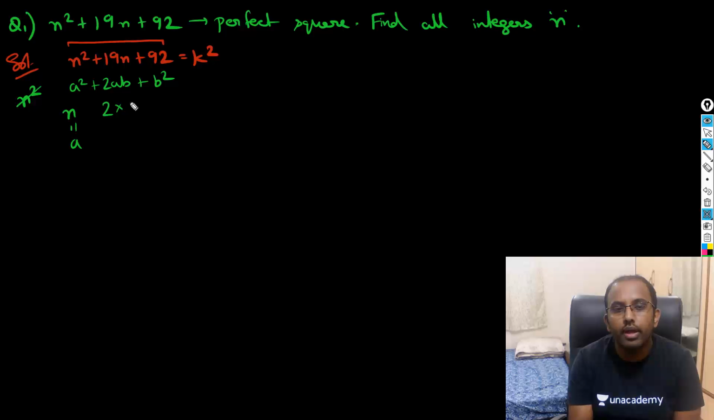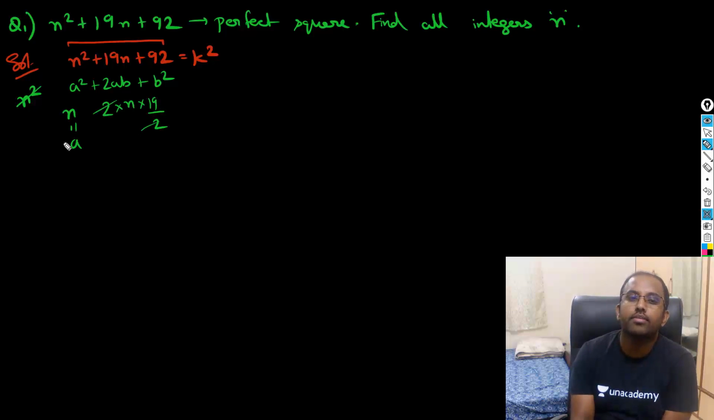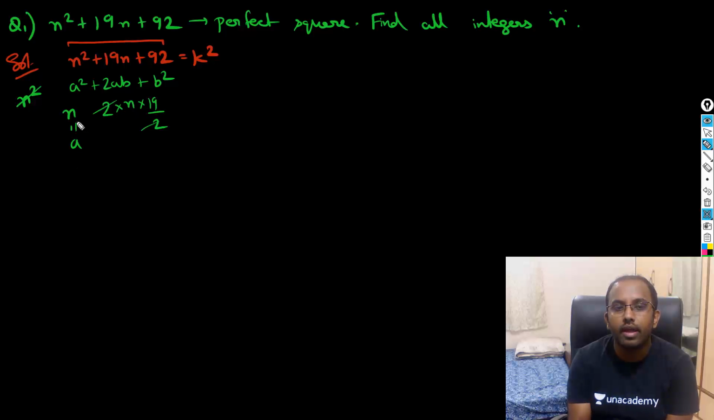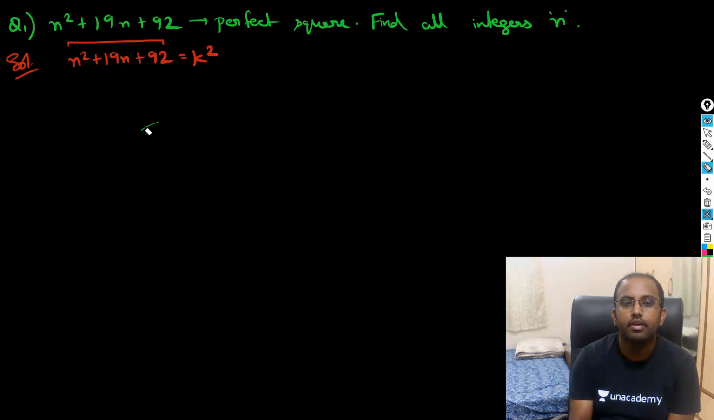Now 2ab, that means 2a is what? A is n here, and 19n should come from 2ab, so b should be 19 by 2. So 2ab, where a is n and b is 19 by 2: the 2 and 2 cancel and this becomes 19n. So if I try to convert to a perfect square, a is equal to n and b is 19 by 2. So we get n square plus 19n plus 92 equal to k square.